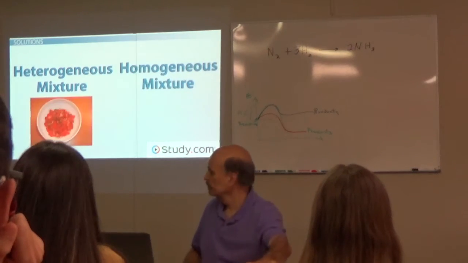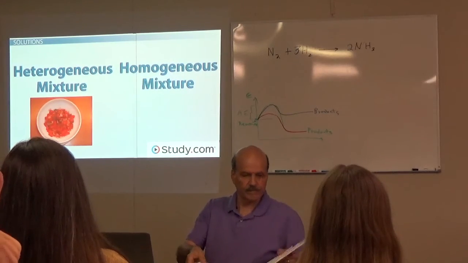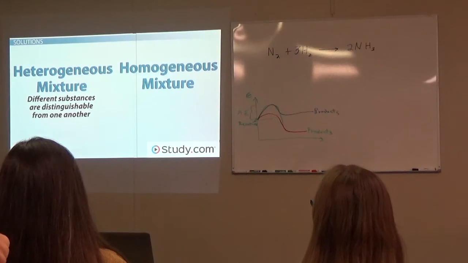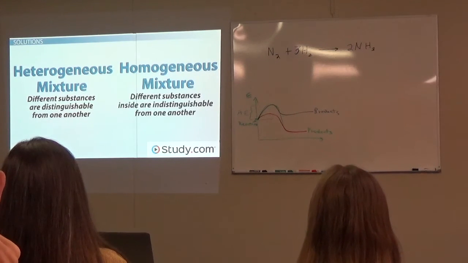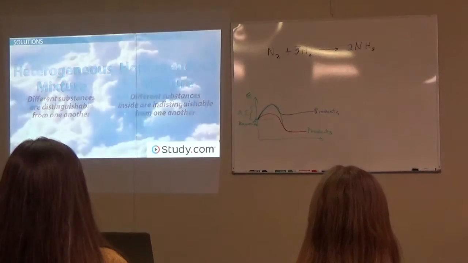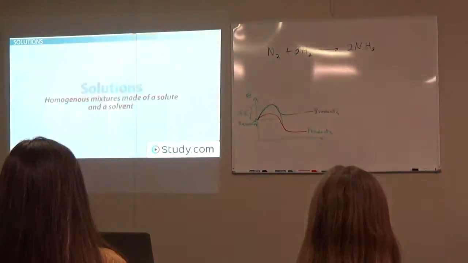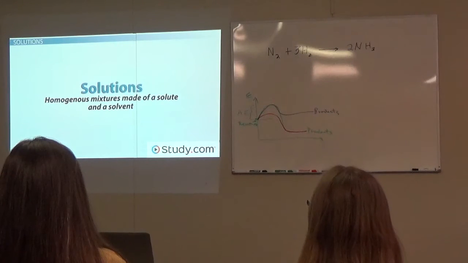In a heterogeneous mixture, like salsa or chicken noodle soup, the different substances are distinguishable from one another. In homogeneous mixtures, the different substances inside are indistinguishable from one another. The physical properties of a homogeneous mixture, like air or Gatorade, are uniform. Solutions are homogeneous mixtures made of a solute and a solvent.